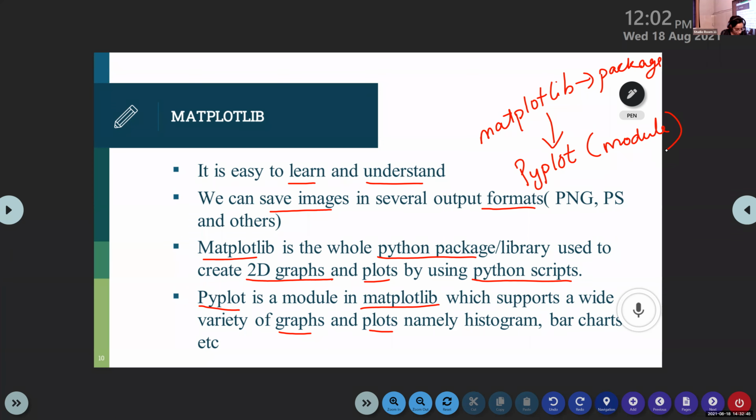So what is a module? You have heard this word many times. What is a module? There are different modules in your text, isn't it? So what is that? What is a module?